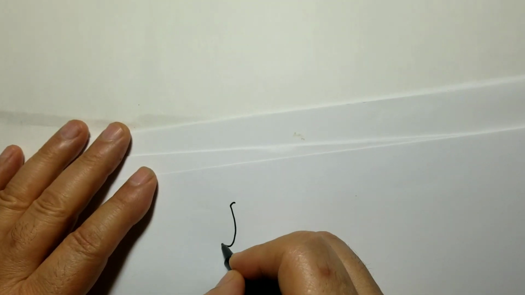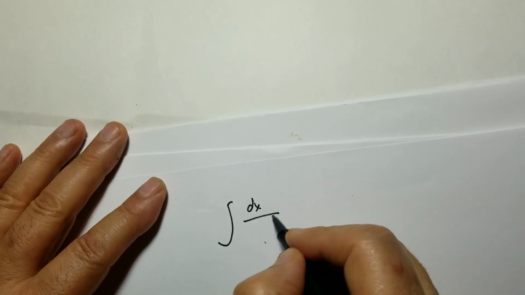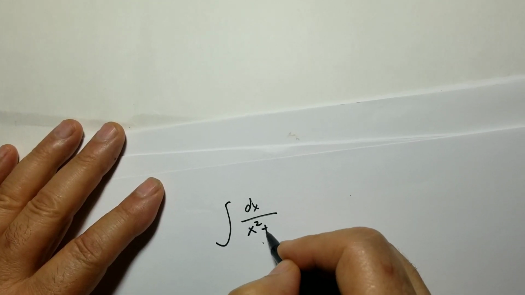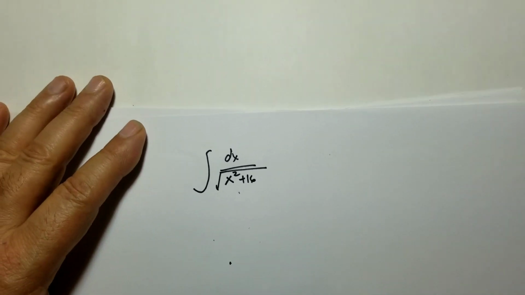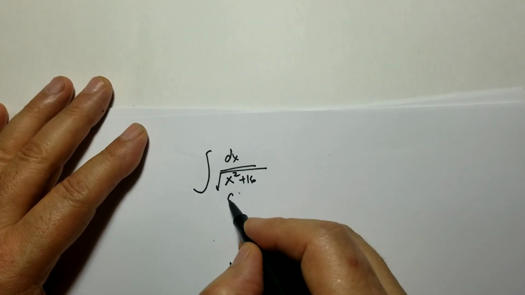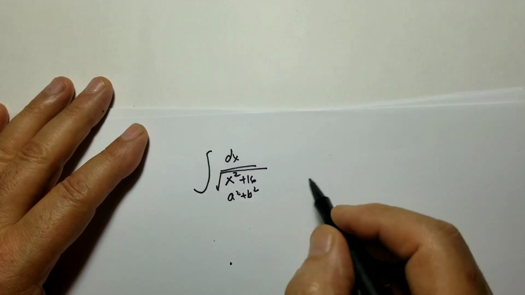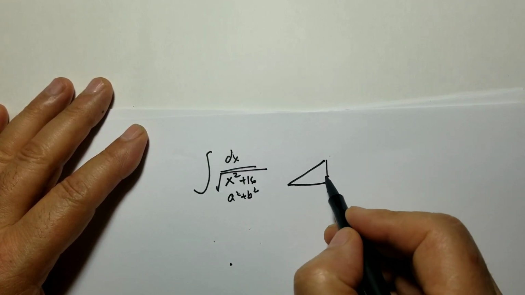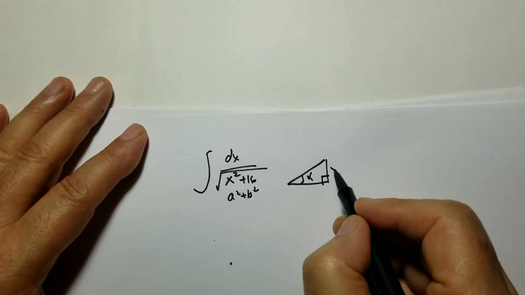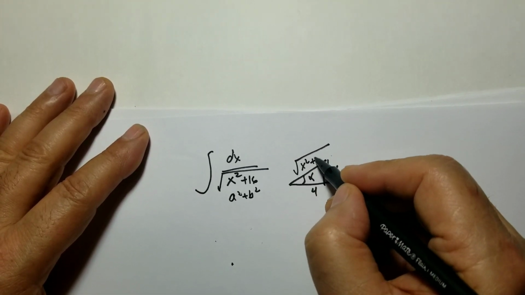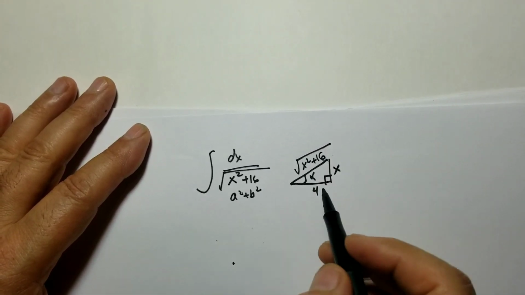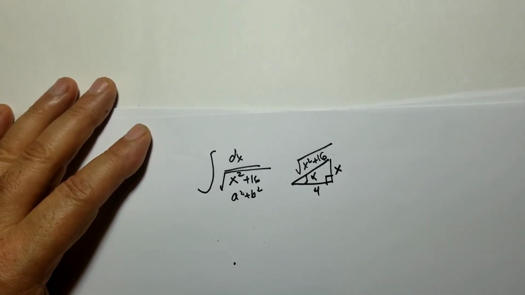Another example: I'm going to have dx over the square root of x squared plus 16. I don't think I want to solve this because it's easy, because that's a squared plus b squared, and this one is going to become alpha here, x in here, 4 in here, and that becomes the square root of x squared plus 16, and easily you can use trig substitution to solve for that.